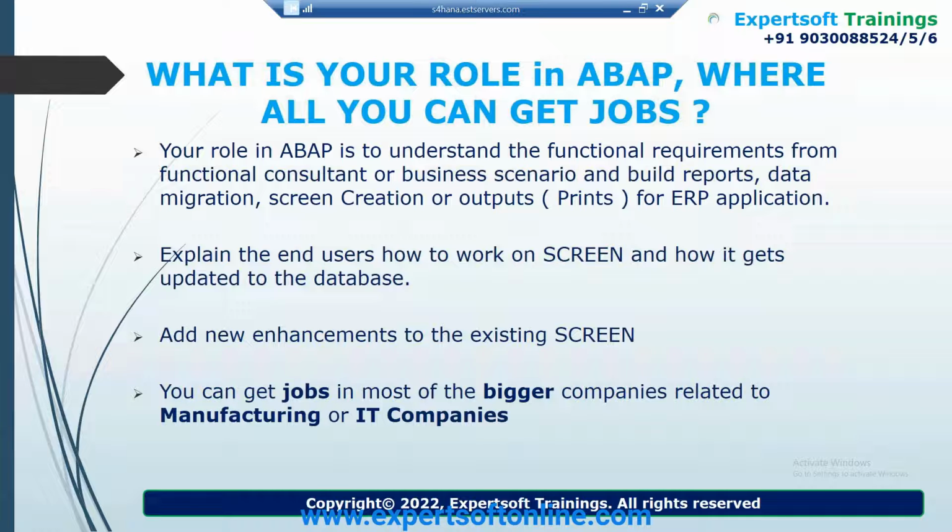There is a business running. Suppose a paint manufacturer is manufacturing paint. He knows what kind of business has to be done, so there will be a business team. First comes the business team. The business team gives the requirement to the functional team: I need this kind of report to ease my work.